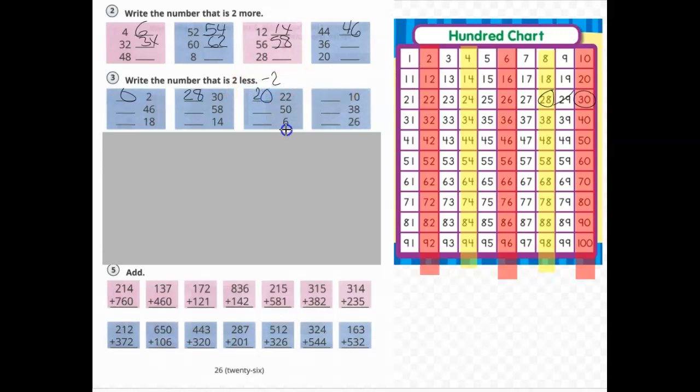Going backwards is a new skill for us. Going forwards is not a new skill, but going backwards is. So I'll do a couple more of these with you. We're going to look at the 10 and we're going to count backwards 2. So I'm at 10, 1, 2, which means I'm at 8. Okay. Now I'm at 46. So I'm going to go to 46, which is write one, skip one, write one. So 44.